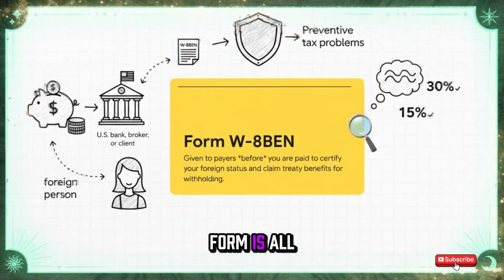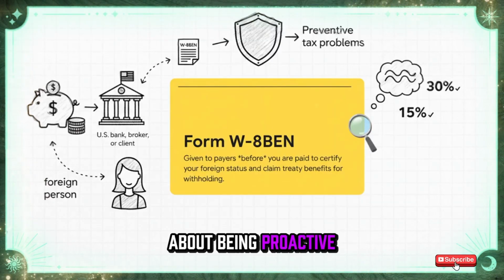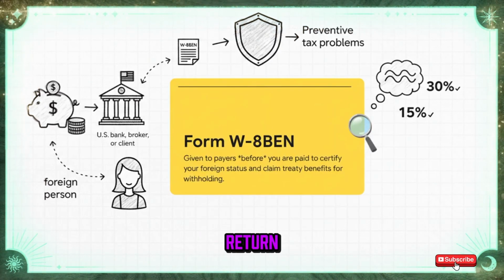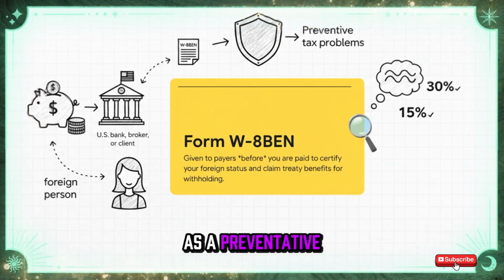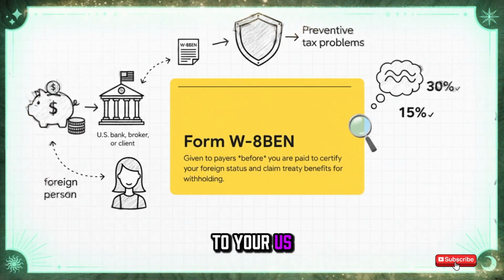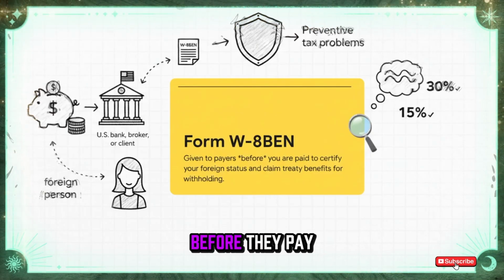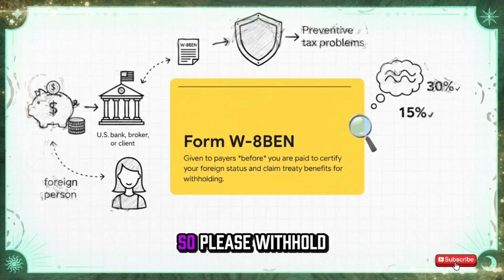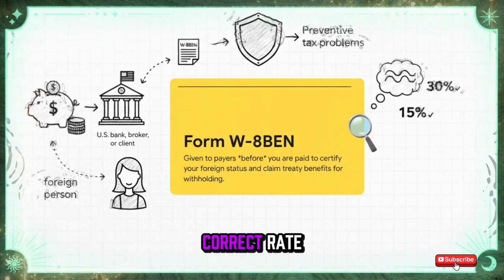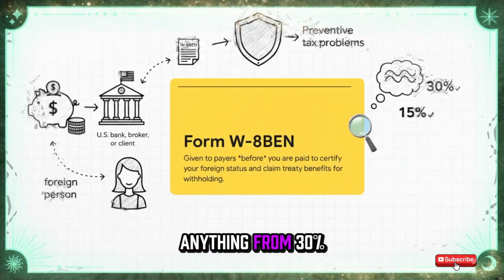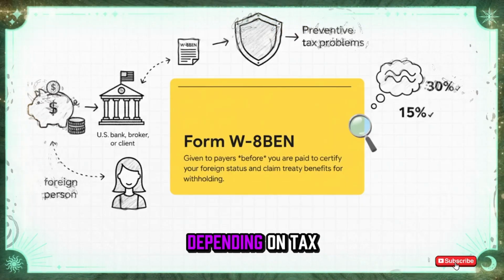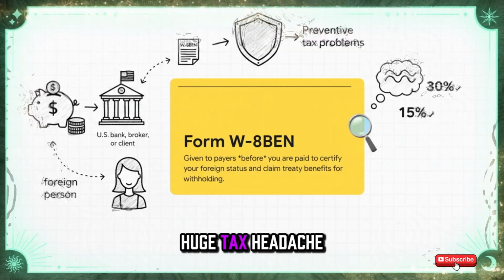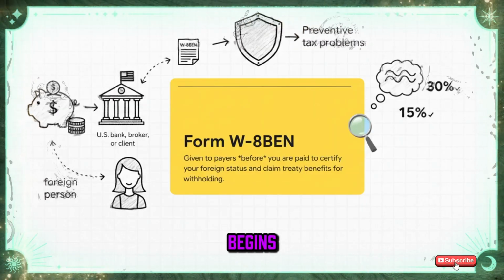Now, this next form is all about being proactive. The W-8BEN isn't actually part of your tax return. Think of it as a preventative tool. You give this to your US bank or broker before they pay you. It's you telling them, hey, I'm a foreign person, so please withhold tax at the correct rate, which could be anything from 30% down to 0, depending on tax treaties. This little form can stop a huge tax headache before it even begins.